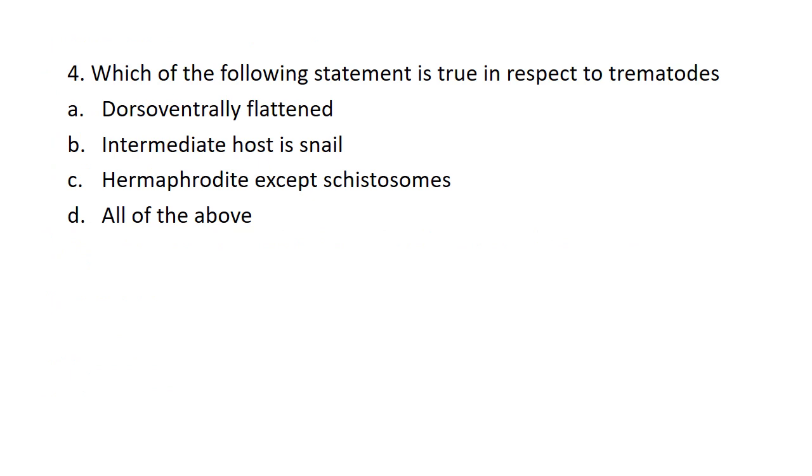Number 4 reads, which of the following statements is true in respect to trematodes? So here when we look at this, dorsoventrally flattened, yes, that's true. Intermediate host is a snail, that's true. Hermaphrodite except schistosomes, this is true. So our option here is D.